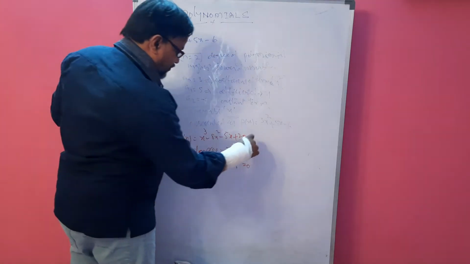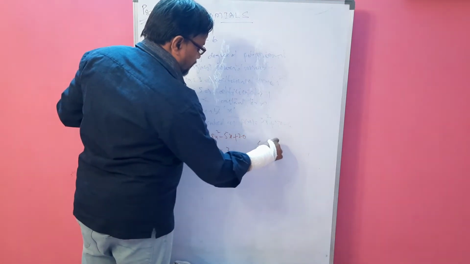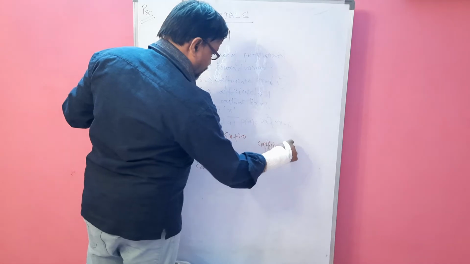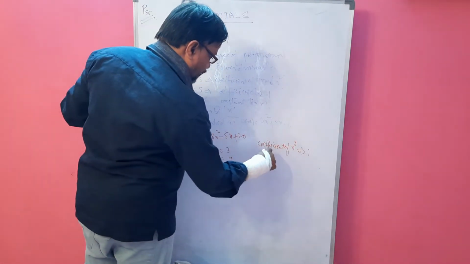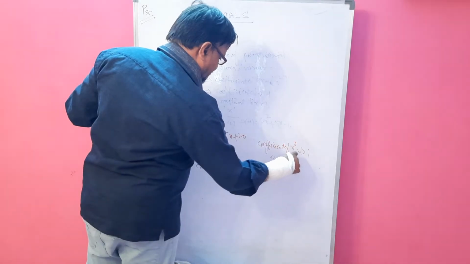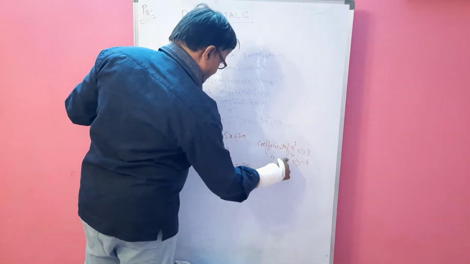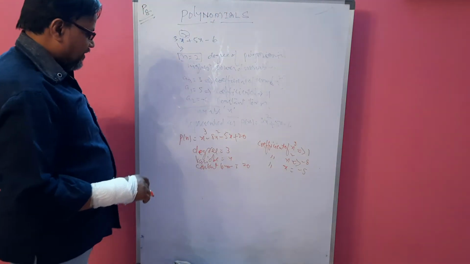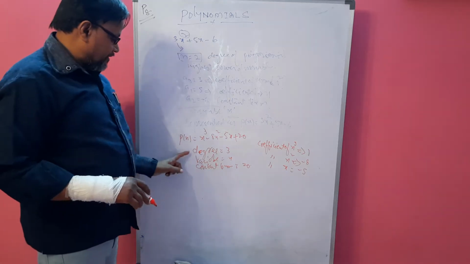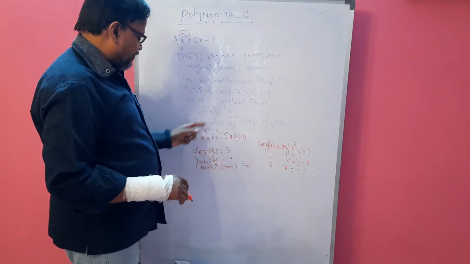And coefficient of x cube is what? 1. Coefficient of x square is what? Minus 8. Coefficient of x is here minus 5. Like that we can differentiate a polynomial and degree, variable, constant, coefficients of each and every term.